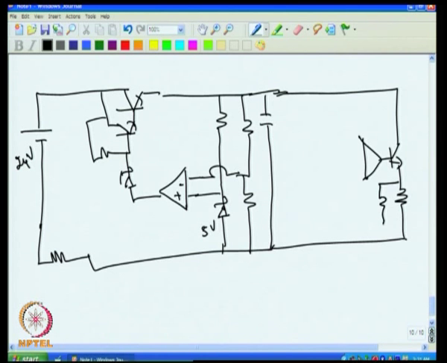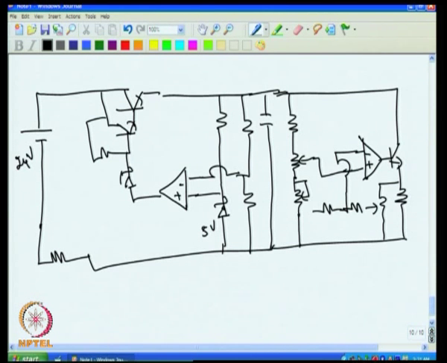Here you put the span part, then you have minus and plus. Here our potentiometer is connected, and our zero part is connected here. So, you connect this to ground, then the potentiometer end is connected to the plus input. Then these two resistances are connected here, and this goes to the 5 volt supply, the 5 volt reference.